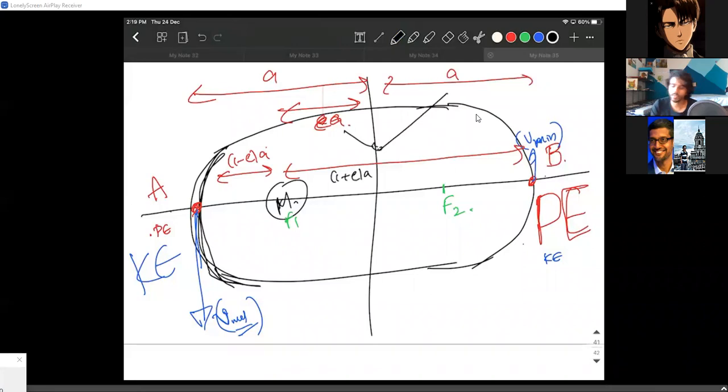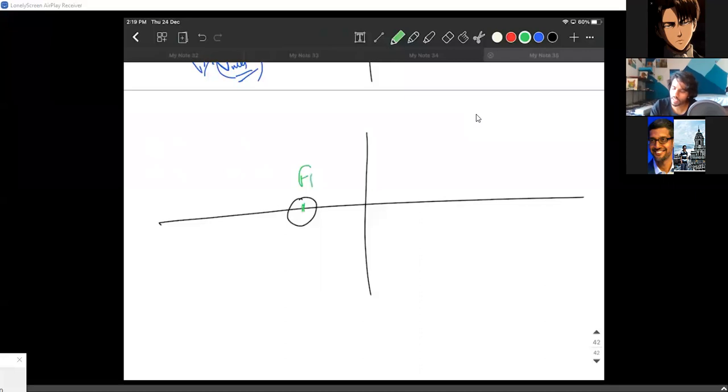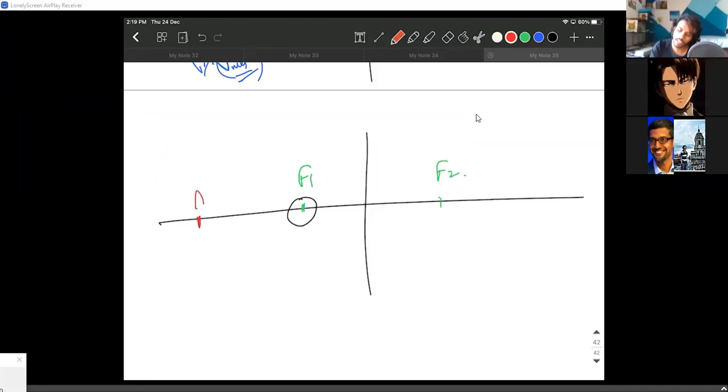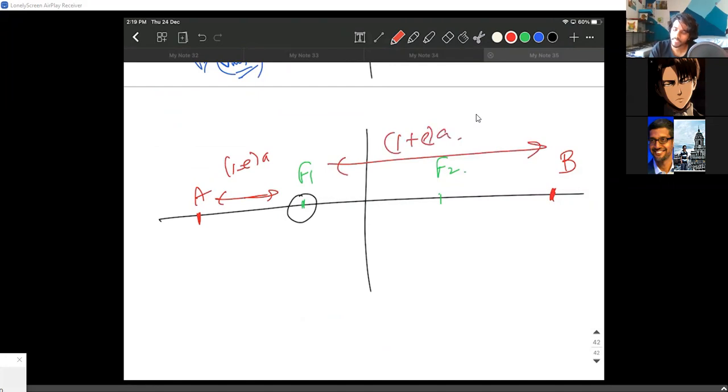Right. So let me draw it again clearly. I'm not drawing the elliptical path anymore. I'm just giving you the focal one. I'm drawing the focal two, but it doesn't really have any importance anymore. We have both point A and point B. Point A has a distance (1 minus e) times a. Point B is at a distance (1 plus e) times a.